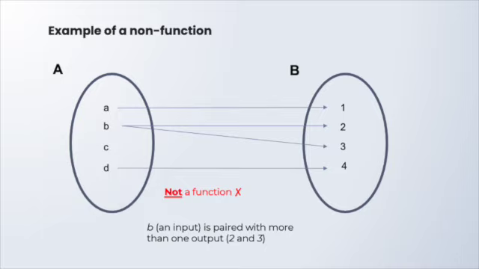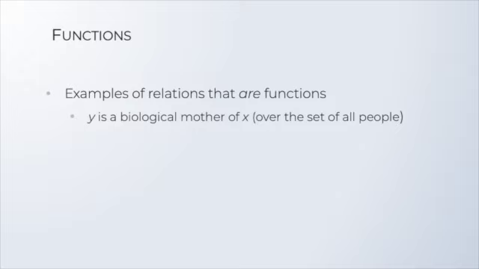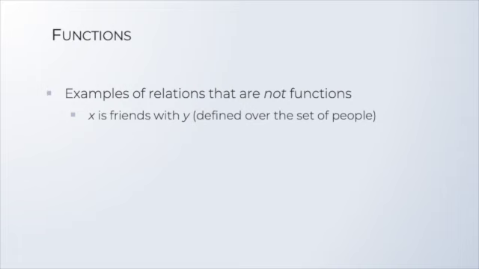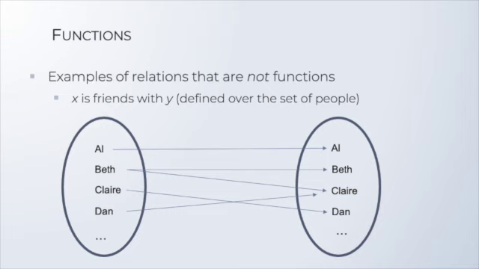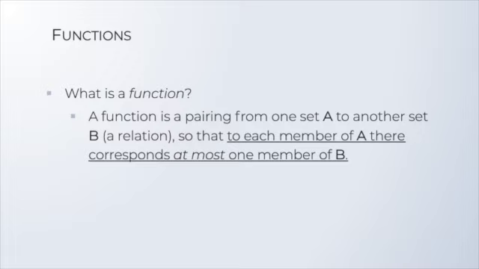If we use people as our universe of objects, we can see that some relations among people count as functions. For instance, the relation Y is the biological mother of X, where X and Y are people, is a function, since to every person, that is the input, there corresponds at most one output, their biological mother. However, other relations among people are not functional, such as the relation Y is X's friend. It is not a function because many people have more than one friend. So, to repeat, a function is a pairing from one set A to another set B, so that to each member of A, there corresponds at most one member of B.